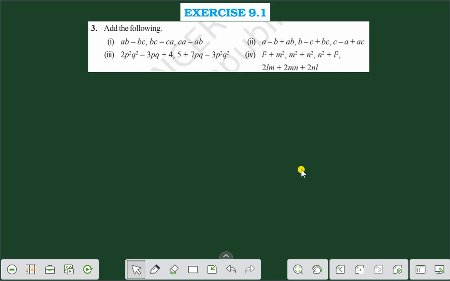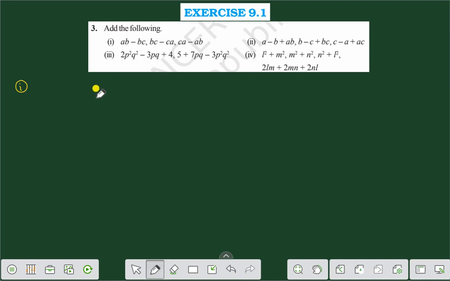Hello everyone. Today we shall discuss exercise 9.1, question number 3. Let us solve question number 3. Question number 1 is: add the following: AB minus BC, BC minus CA, CA minus AB. You can add it in column form. Let us add in column form.